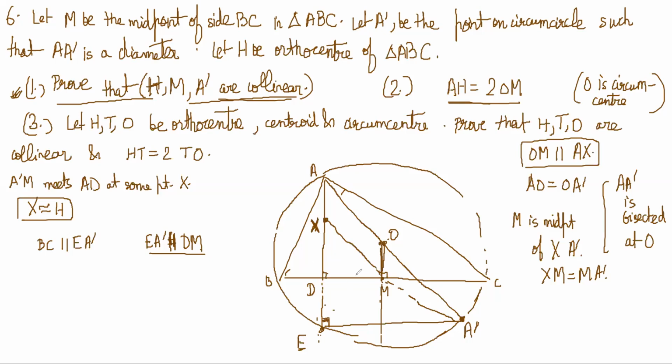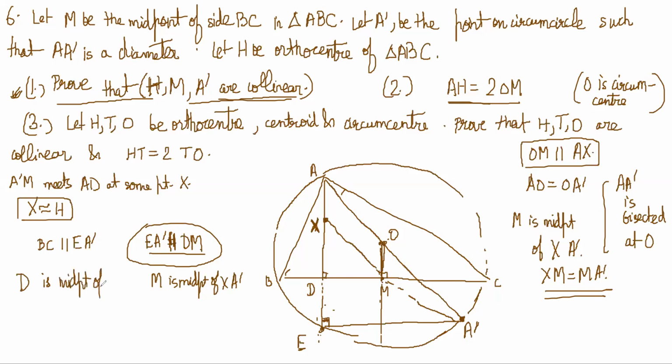M is the midpoint of XA'. We got it here, right? So EA' is parallel to DM, and M is the midpoint of XA'. So that means D is the midpoint of XE, and again, midpoint theorem. Everyone is following why midpoint theorem? These two lines are parallel, and one is the midpoint of this.